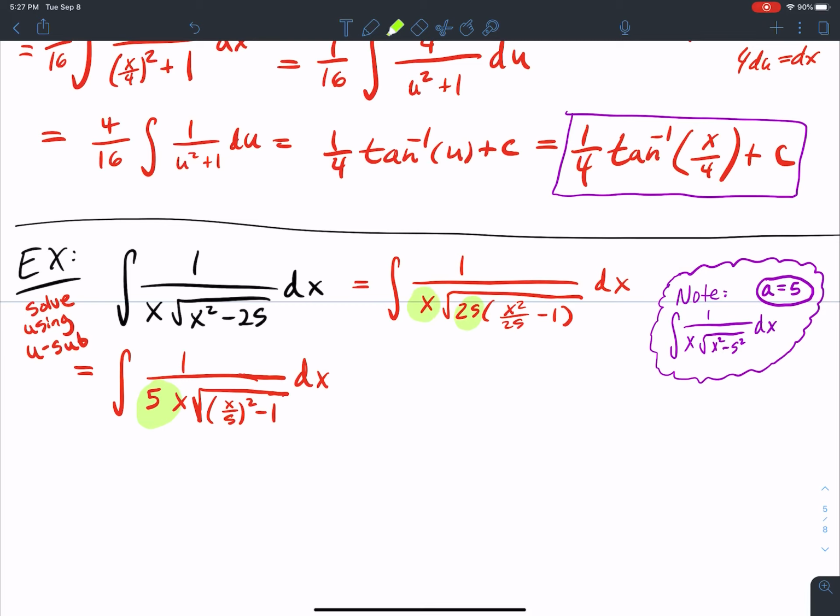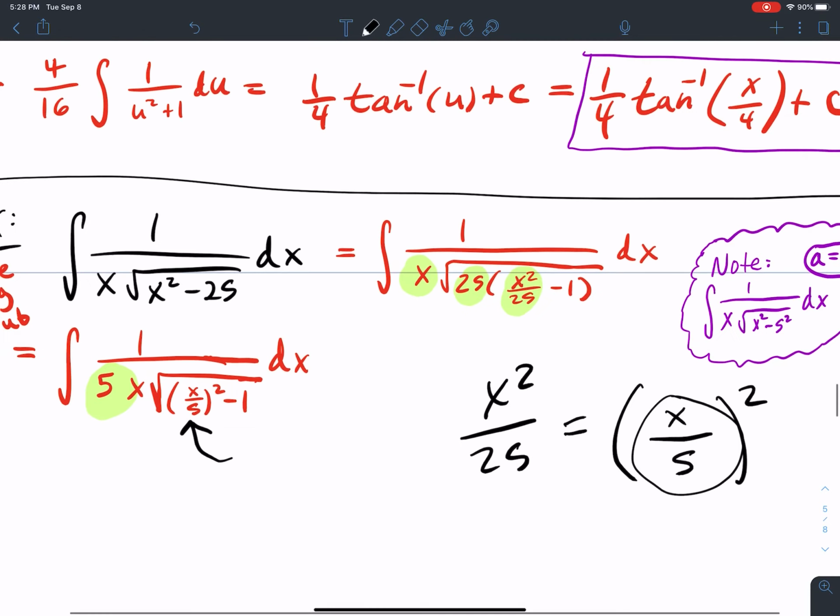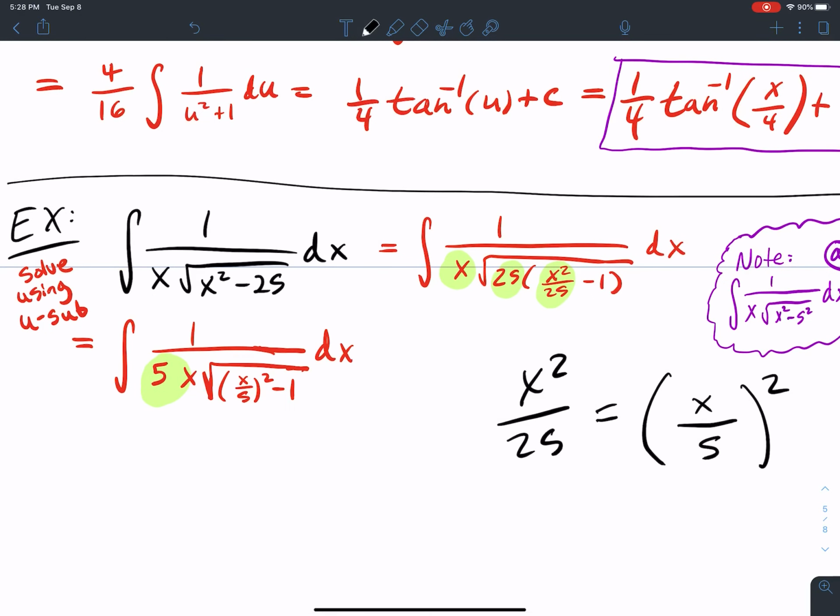Okay? But then inside here, I want it to be something squared, right? So I want 1 over my x, and then the square root of something squared minus 1, okay? That's the goal. So how do I get the something squared whenever I have an x squared over 25 to be something squared? I put an x here and I put a 5 there. So my u in here looks like the inside function is going to be x over 5.